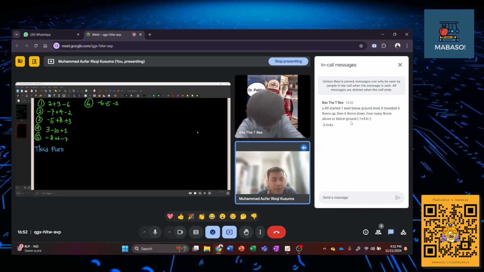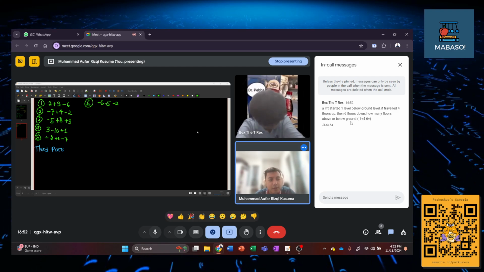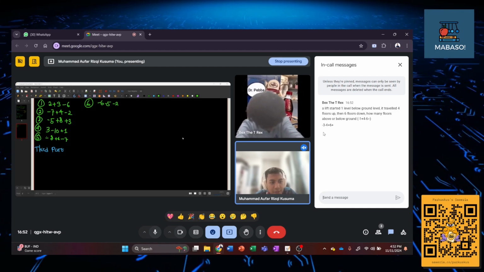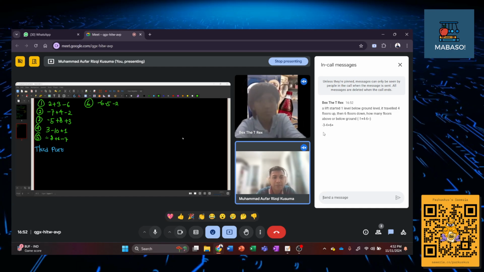A lift started first level below, traveled four. Okay, it's interesting. So what is it? -3, -4, +6 is what? What is that? What are you trying to say?